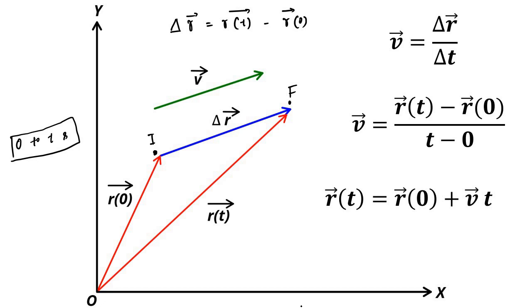So t minus 0. So here we can write rt is equal to r0 plus vt, that is here the middle step is rt vector minus r0 vector, that is equal to v vector t, or rt vector is equal to r0 vector plus vt.